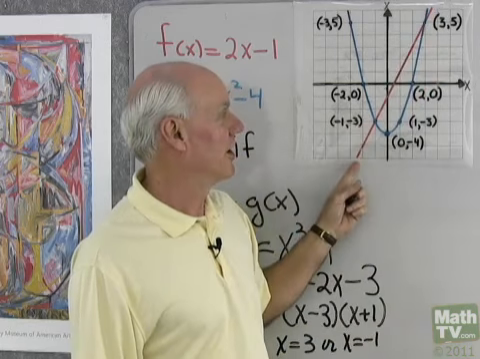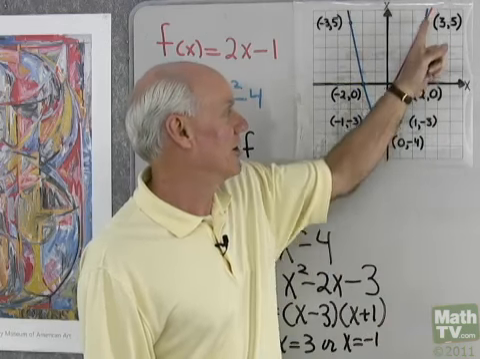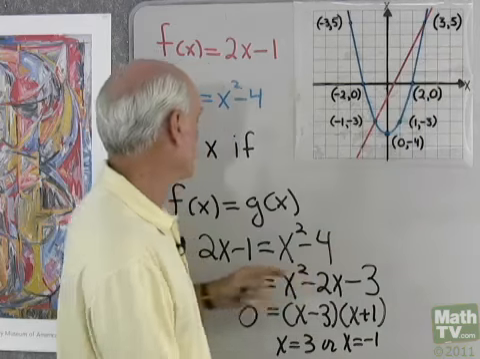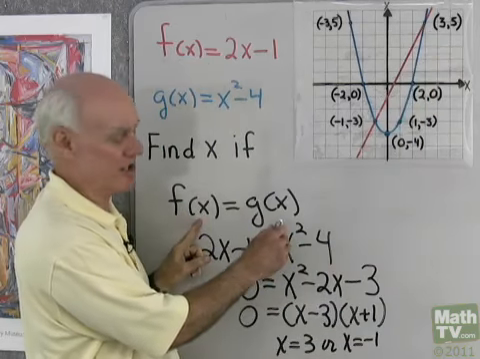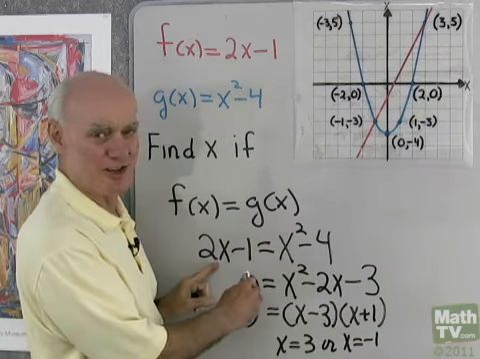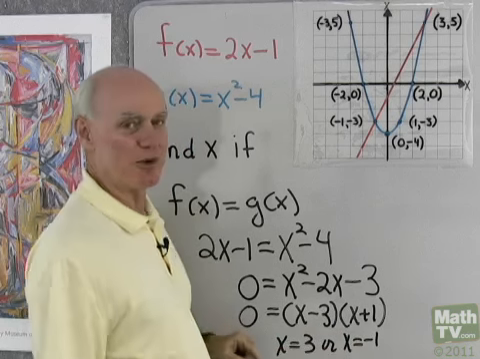All the red points right here are on the graph of y equals f of x, and all the blue points right here are on the graph of y equals g of x. So where they cross each other is where f of x is equal to g of x. And sure enough, when I set those two things equal to each other algebraically and solve, I get x equals 3. How about x equals -1?